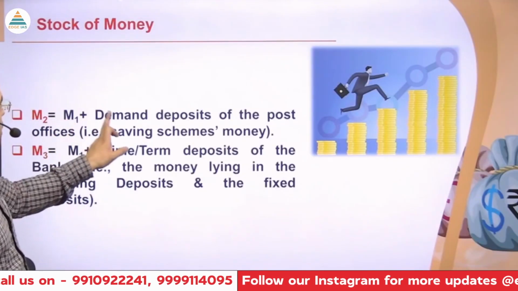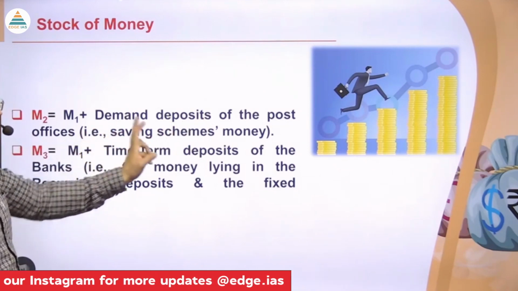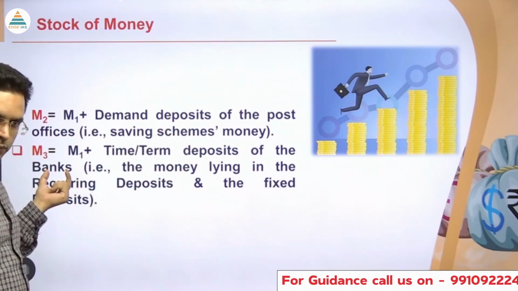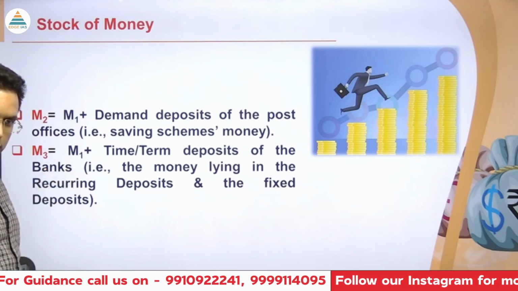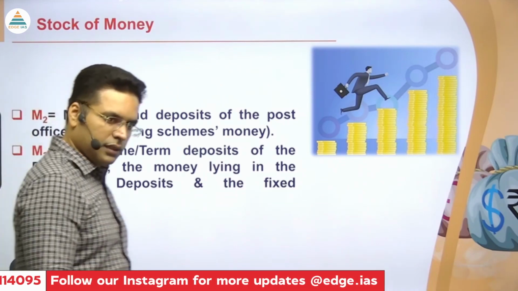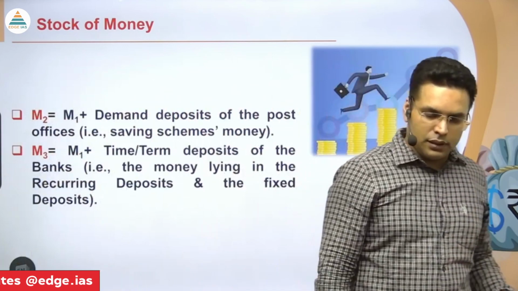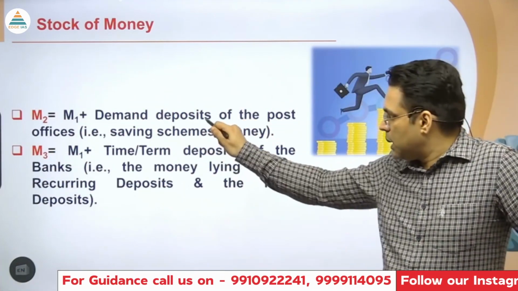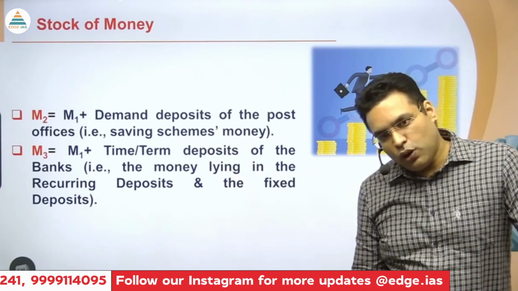So write down: M1 plus demand deposit of post office, that is saving schemes money. Then comes M3. This money can also be used on demand. It is called demand deposit, right? You can withdraw on demand anytime.